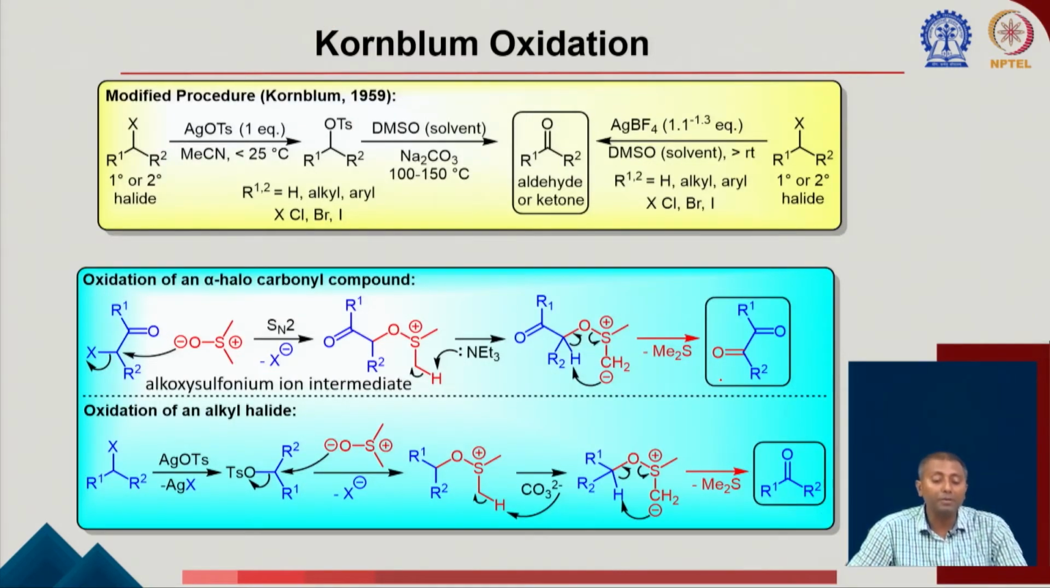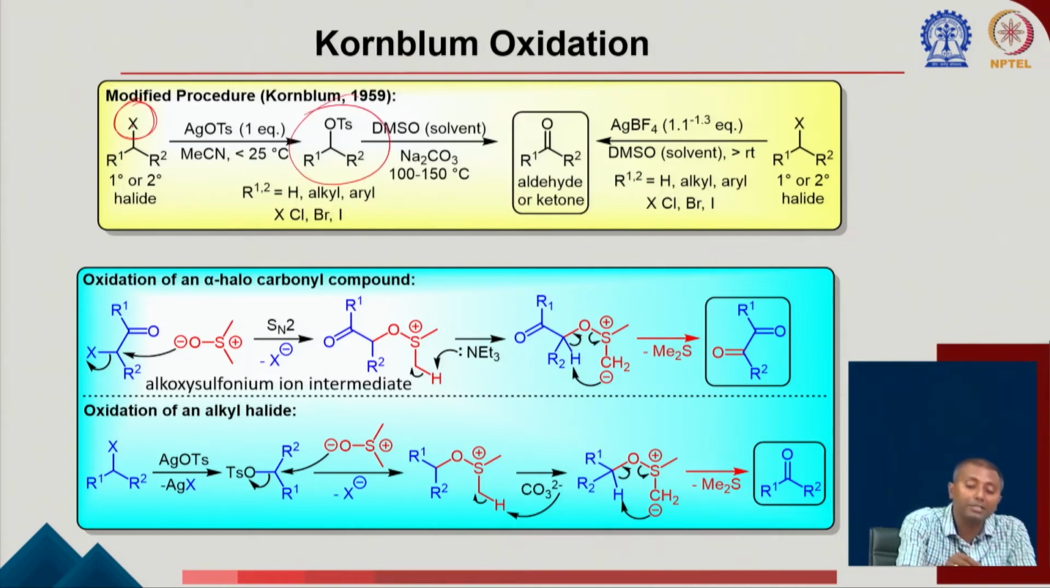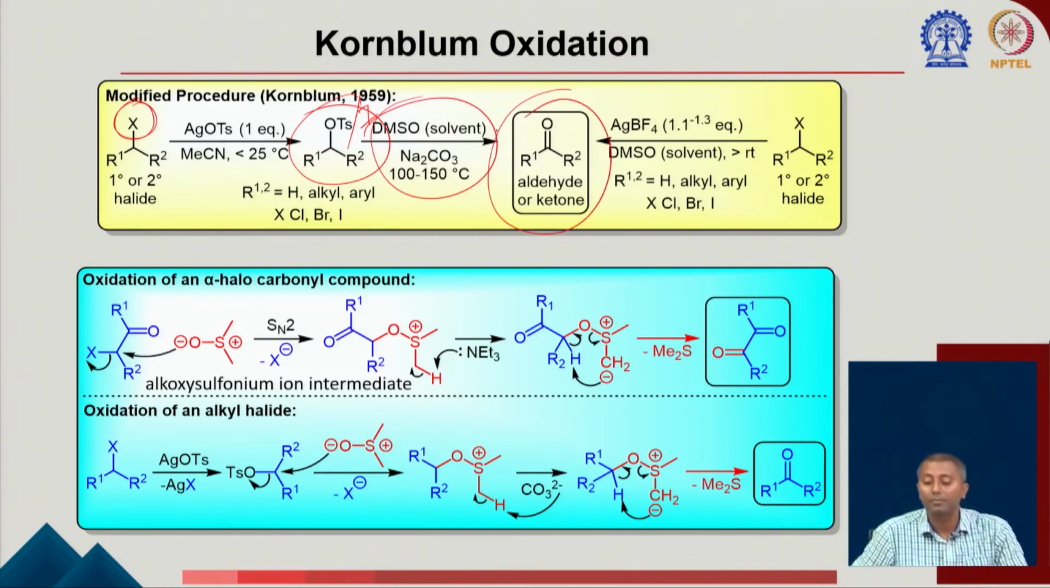So there is some sort of a modification here, as I mentioned, that if your X equals halide, first thing you want to do is convert to the corresponding OTs. So if your X equals bromide or chloride, then first you have to convert them to OTs, okay, then only the reaction can be done. That means the reaction is mostly done with OTs or iodo. If you have a bromide, then you convert them to OTs, which can now participate in the presence of DMSO to get to the corresponding aldehyde or ketone. Okay, or you can use this silver BF4, which can also allow the reaction to happen.